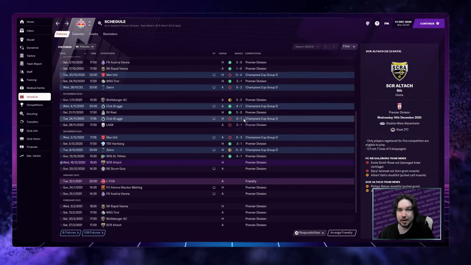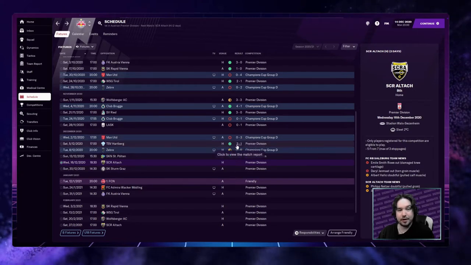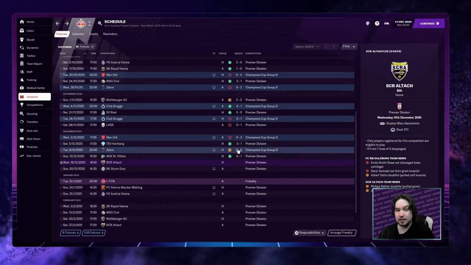We then lost 1-0 at home to Bruges, followed by another loss to LASK. Then we lost 3-0 at Old Trafford. Then we won 3-1 against Hartberg. Drew 0-0 with Juventus, which was a great result, might I add. But Man United could not beat Club Brugge, which didn't do us any big favours at all.